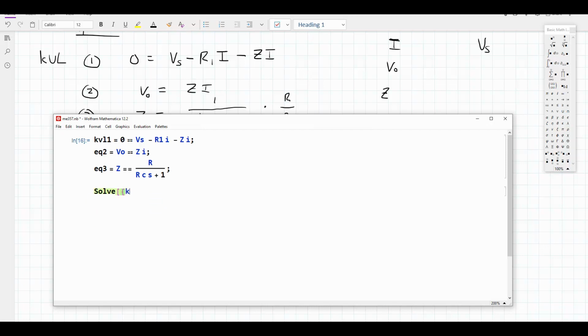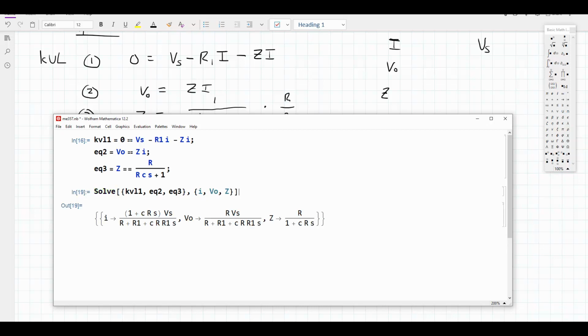I have KVL1, EQ2, EQ3. I want to solve for my 3 outputs, lowercase i, Vo, and Z. So again, Z is not an output per se, but it's going to make sure it's not on the right-hand side of my equations. All right, and clean that up just a little bit there. So we've solved for i, for Vo, and, well, Z.